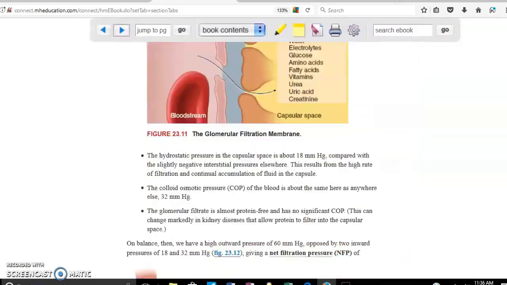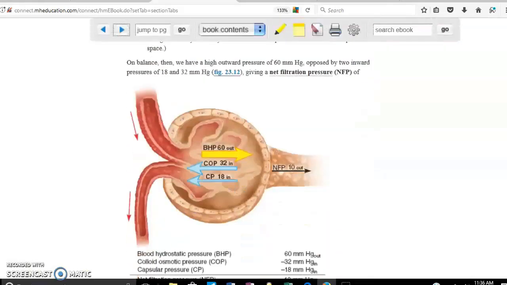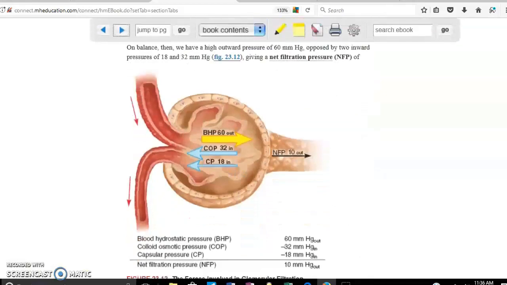So if we scroll down, we can see right here what the forces are that are going to make the filtration possible. Here you can see that the arrow pointing this way, that is going to force the filtration, is greater than these other two. So at the end, there is a positive pressure of 10, which is going to force things to be filtered out of the blood into the glomerulus.